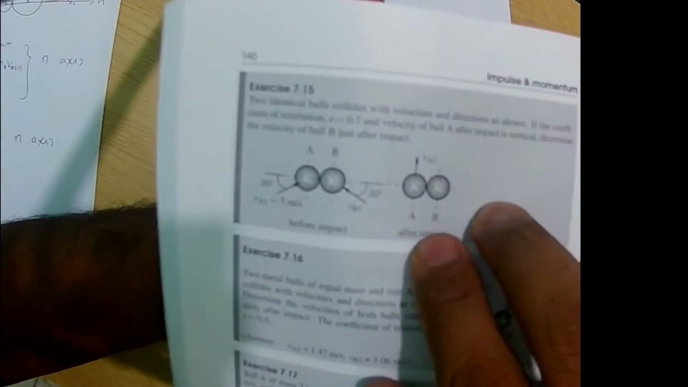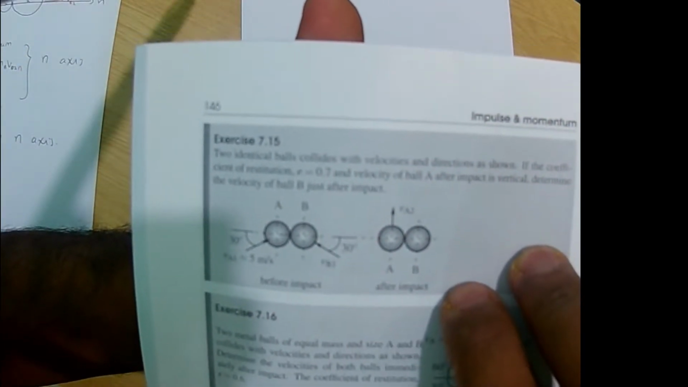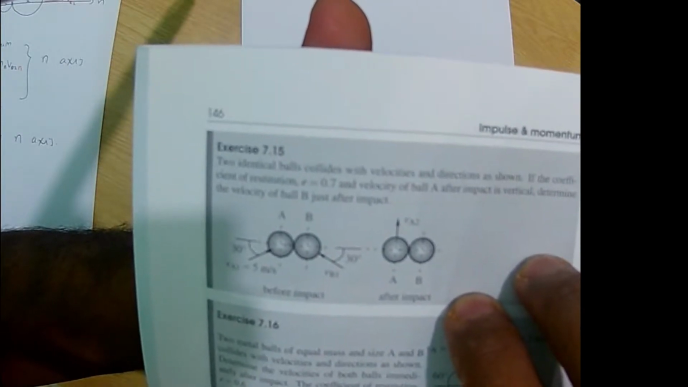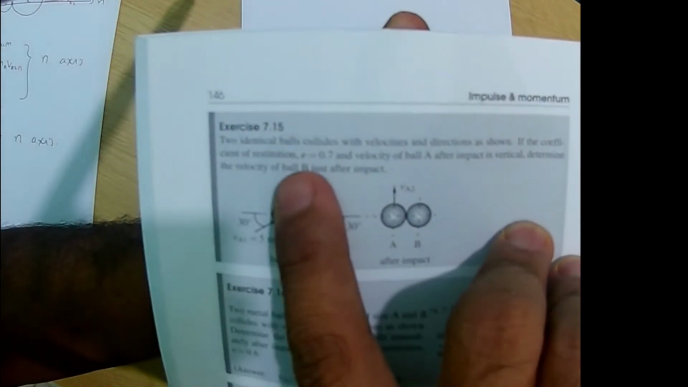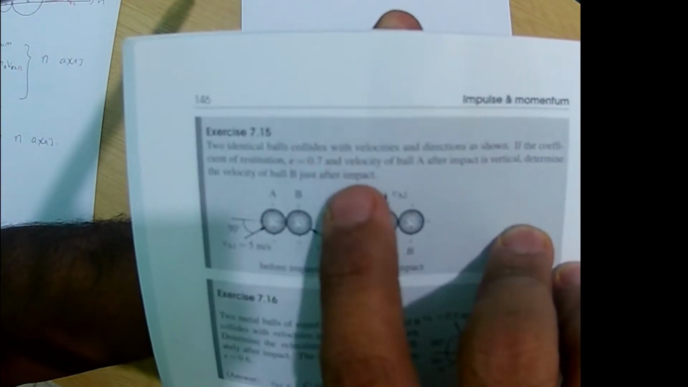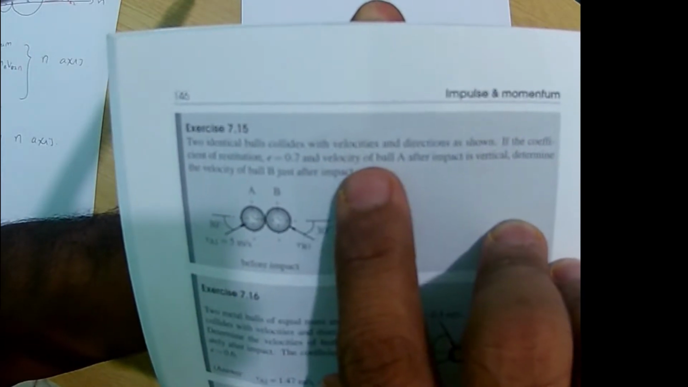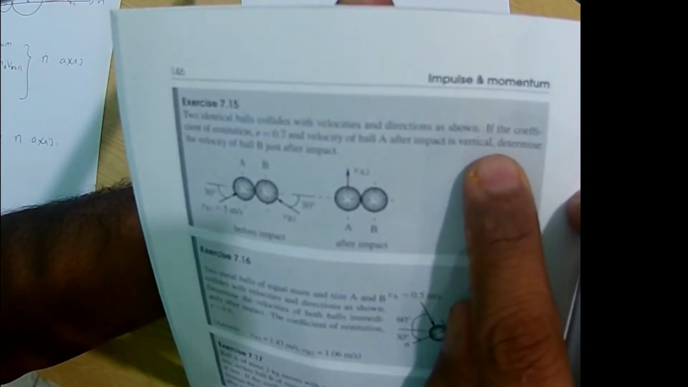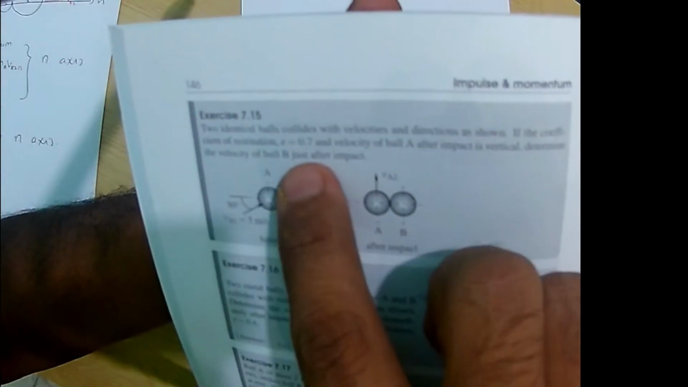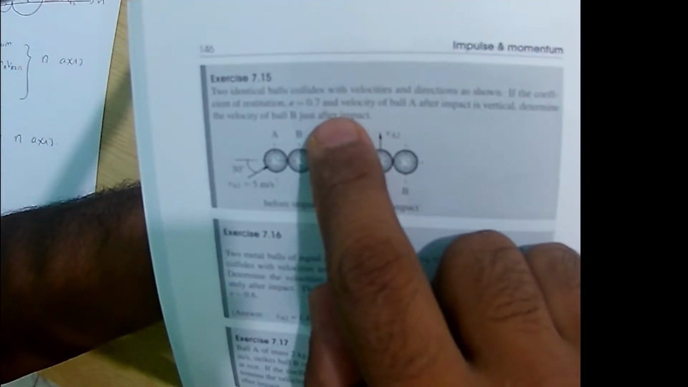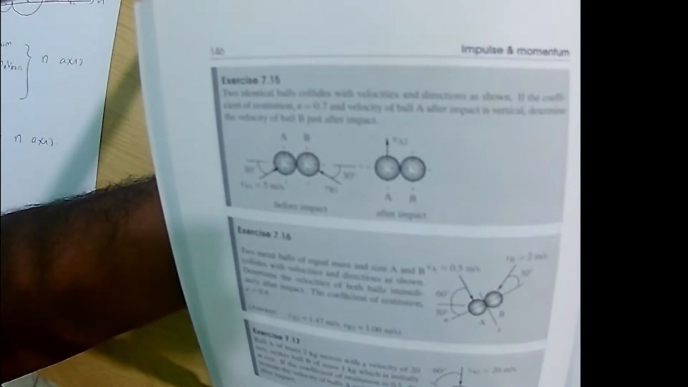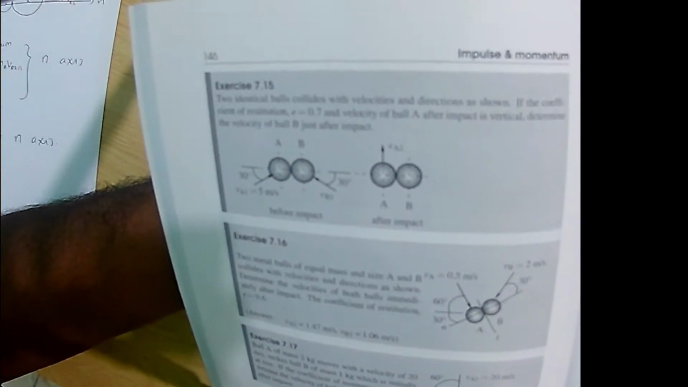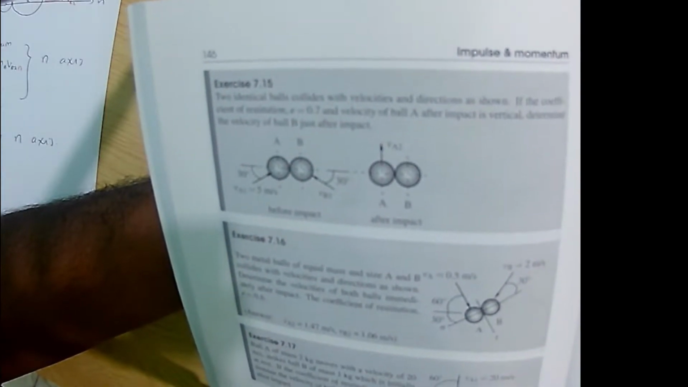Okay, so let's see this question. I think you can see clearly. Exercise 7.15, page 145. So we have two identical balls colliding with velocity and direction as shown. If the coefficient of restitution e is 0.7 and velocity of ball A after impact is vertical. Okay, say it is vertical. Determine the velocity of ball B just after the impact.